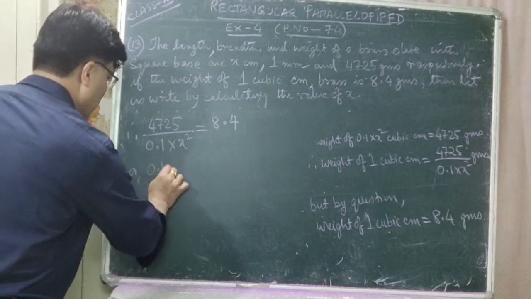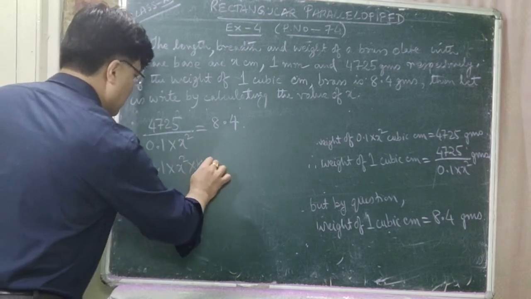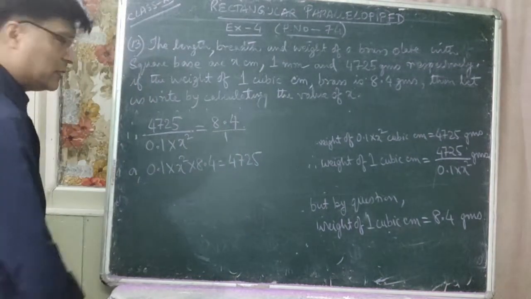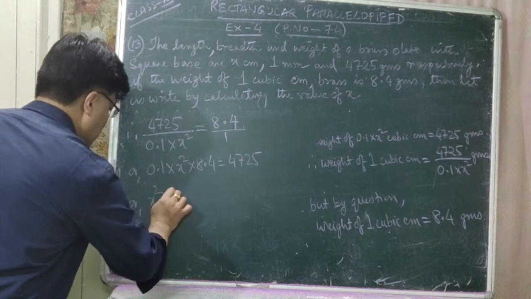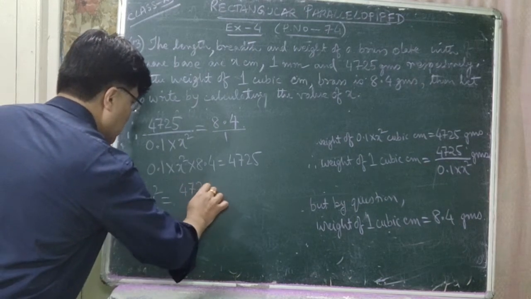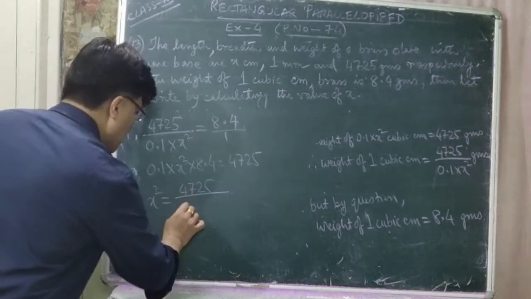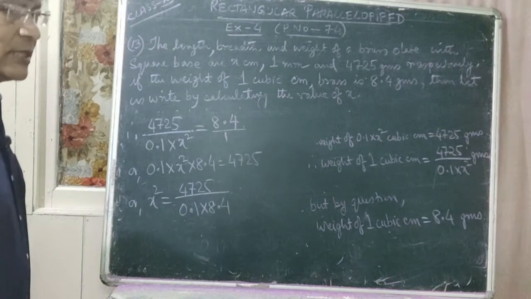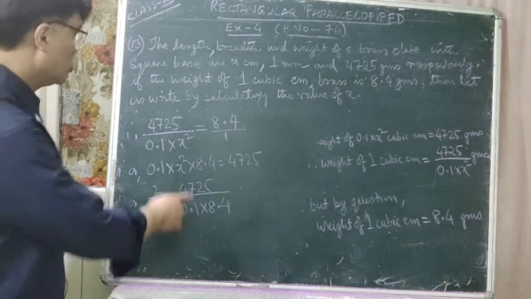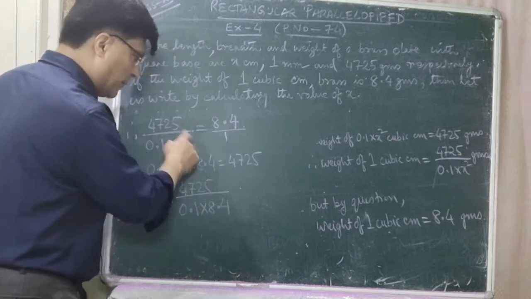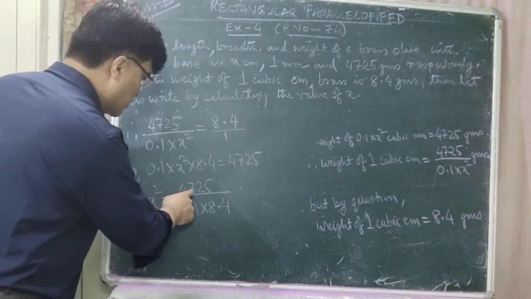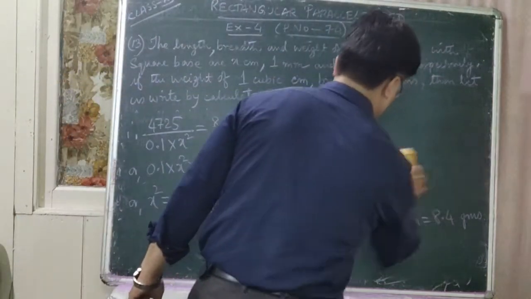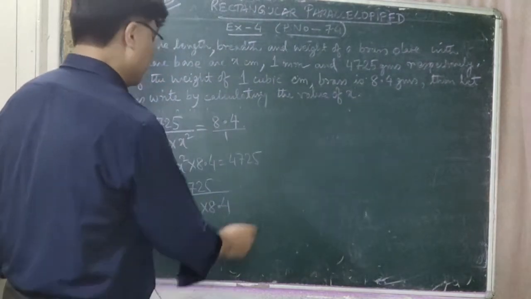Or 0.1 into x square into 8.4 is equal to 4725. Now you know how to simplify it, isn't it? So x square is equal to 4725 divided by 0.1 into 8.4. Is that clear? Now we are solving it, right? Below 8.4 there is 1, so it is cross multiplied. Now we get the value for x square, which is equal to 4725 divided by 0.1 into 8.4, right? So let us simplify it further now.